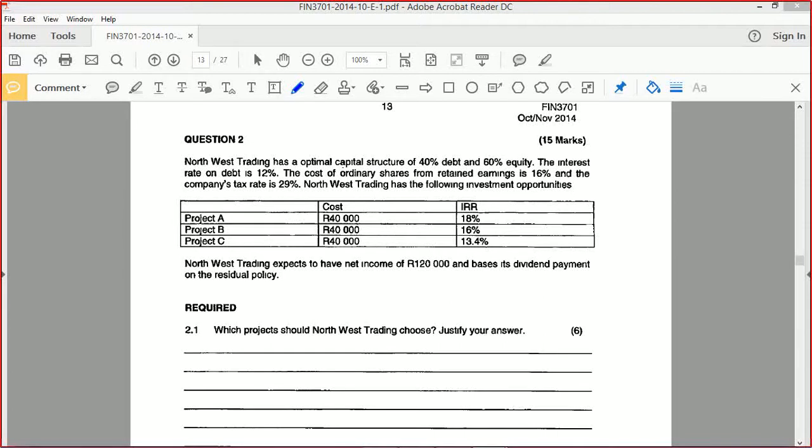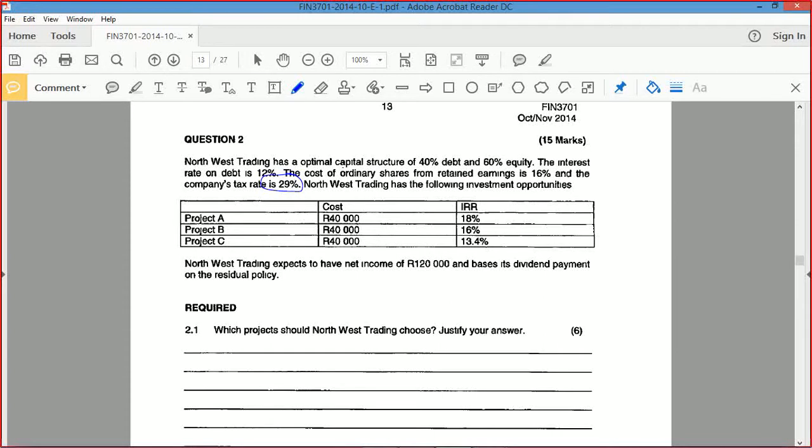So I basically just calculated the WACC: the equity is at 60% times 16 gives you 9.6. Debt is at 40% times 8.52, which is the cost. It doesn't mention anything about tax. No, it does. Tax rate is 29%. Did I not do that? Sorry, I just want to check something quickly. Oh, no, I did already. The interest rate on debt, the 8.52 has already been adjusted for tax. Okay, fine. So I've already adjusted it for tax.